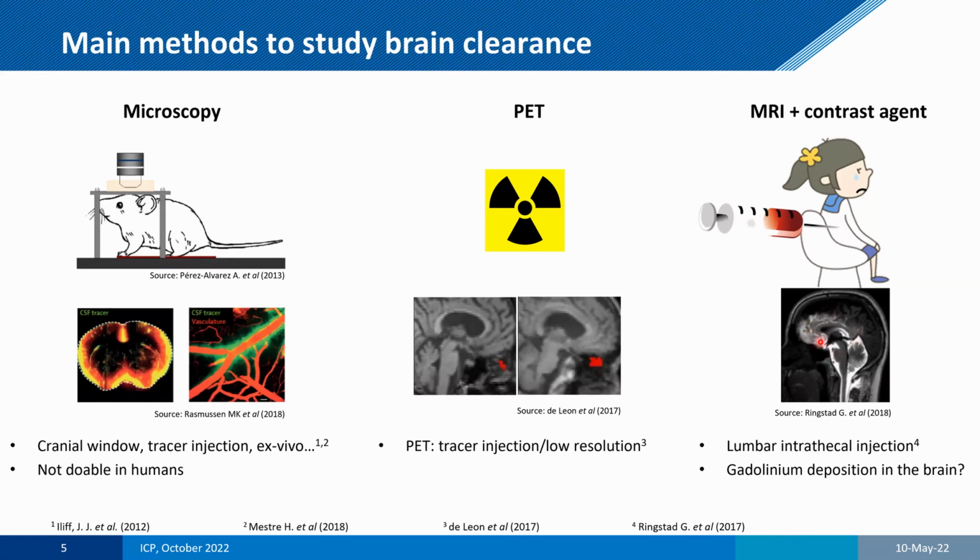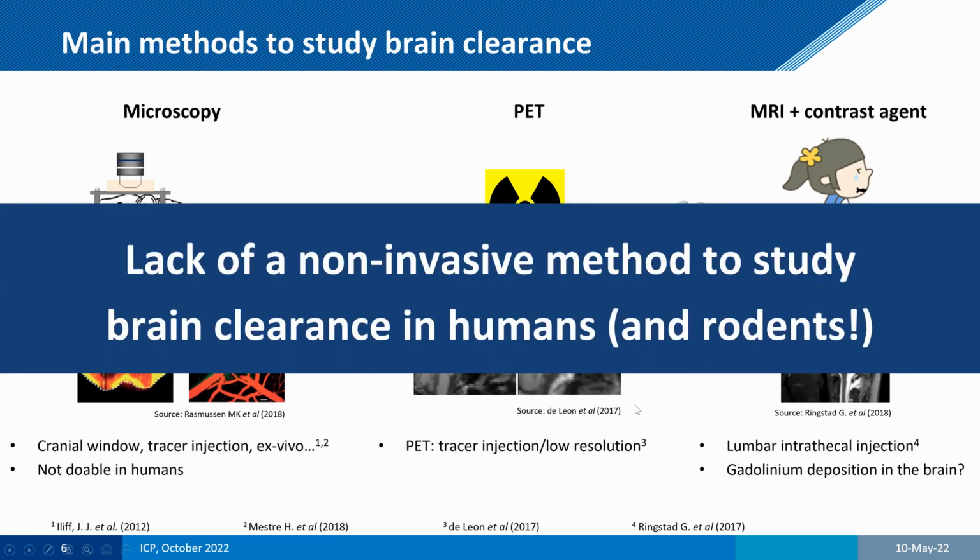For example, Gaia also showed that during a good night of sleep, you see that more contrast agent is actually cleared than if you are sleep deprived. But if you're looking at the spectrum, then I think there's really a lack of non-invasive methods to study the brain clearance in humans, because these intrathecal injections have, of course, clear drawbacks.